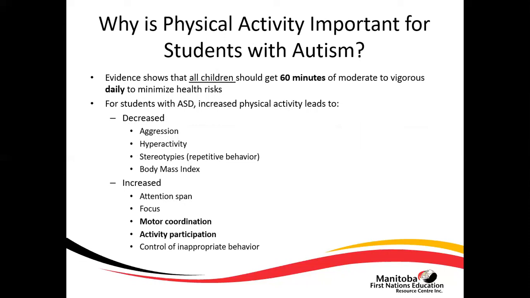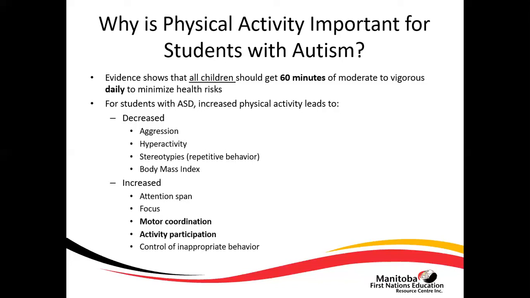Okay, so we know that physical activity is important for students with autism for the reasons that I mentioned, but also evidence shows that children should get 60 minutes of either moderate to vigorous activity every day to minimize health risks. And so it's important for students with autism to get physical activity because it's important for all students to get 60 minutes of physical activity a day.